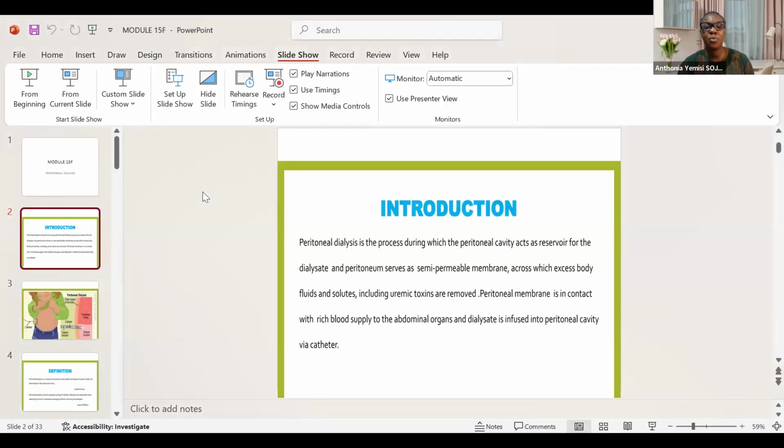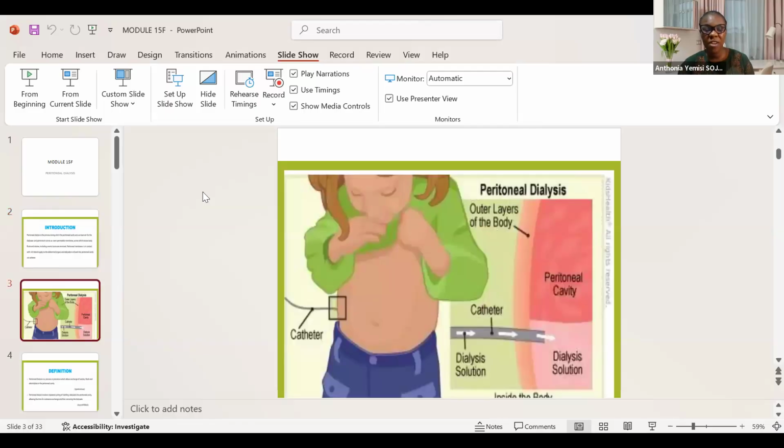So peritoneal dialysis is the process during which the peritoneal cavity acts as a reservoir for dialysate, and the peritoneum serves as a semi-permeable membrane across which excess body fluids and solids, including uremic toxins, are removed. In persons who have peritoneal dialysis, usually a peritoneal catheter is inserted. This is the catheter inserted going into the peritoneal cavity. The peritoneal cavity is the space that houses the abdomen. After you've taken out the abdominal wall, the abdominal muscle, the next place you get to is the peritoneal cavity.